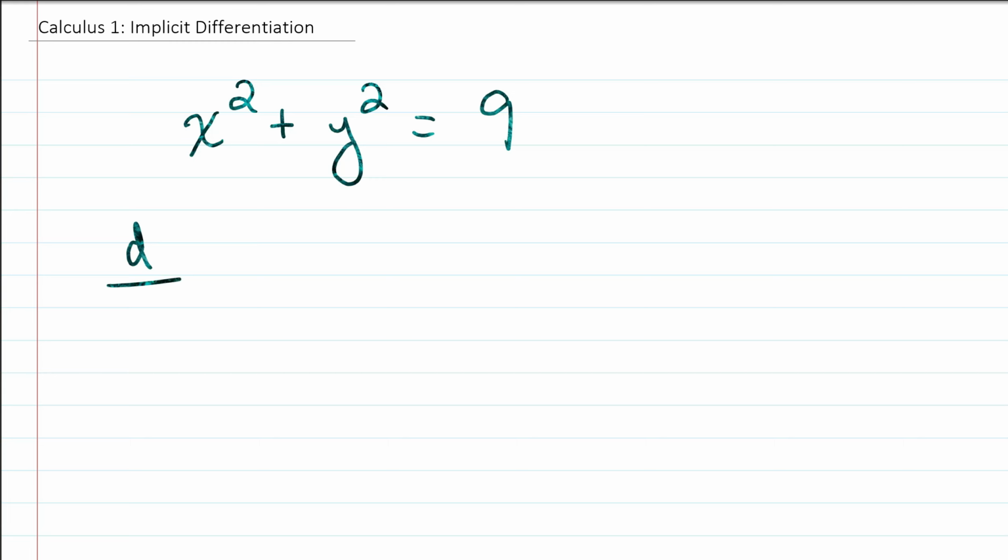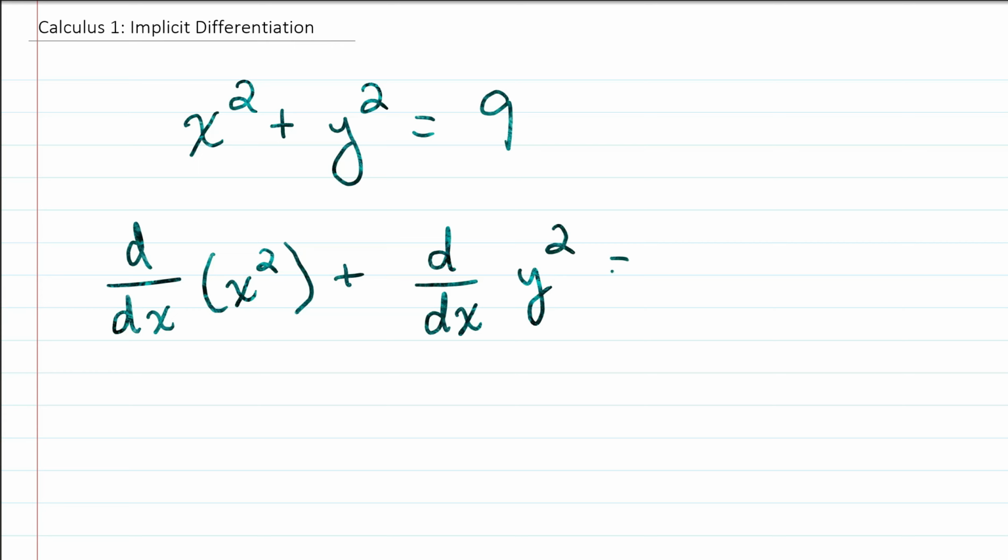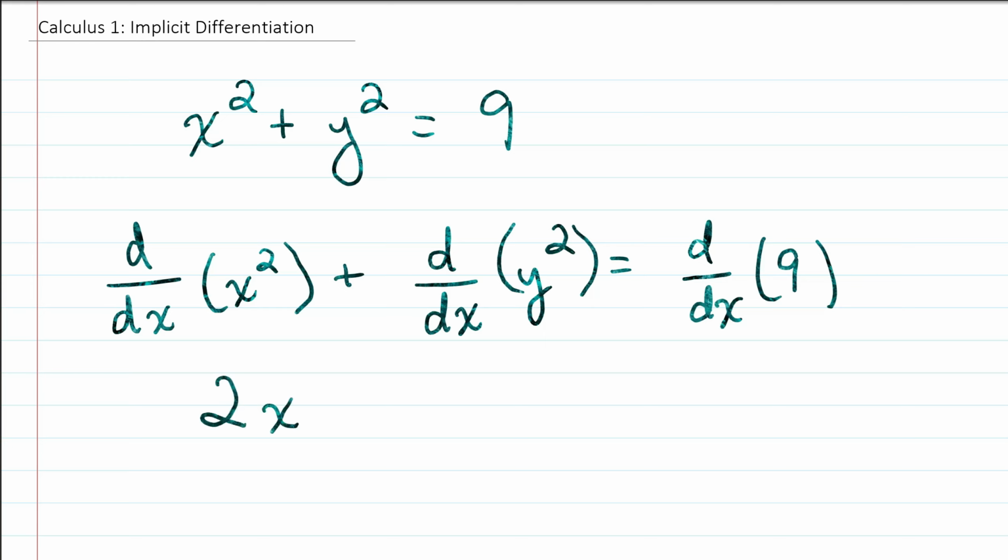So we're going to take the derivative of each of these terms: the derivative of x squared, the derivative of y squared, and the derivative of 9. We're taking the derivative of all of these with respect to x. In this first term, it's no problem. The derivative of x squared with respect to x, we can just use the power rule. So we'll say it's 2x.